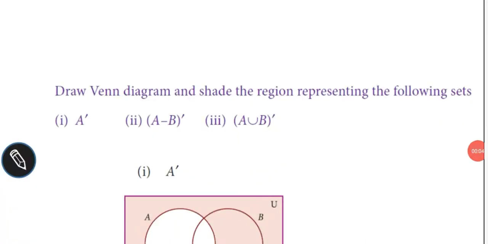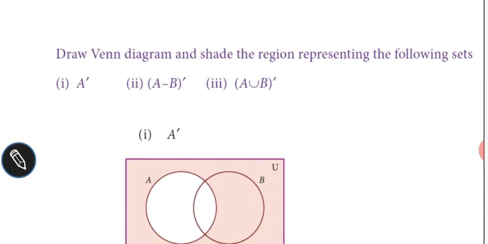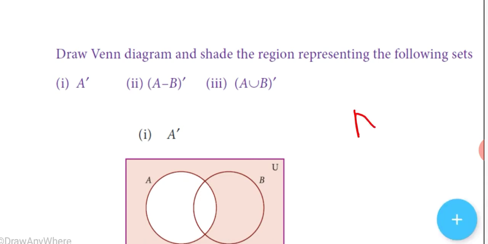Draw Venn diagram and shade the region representing the following sets. Okay, so we are going to see how to draw Venn diagram and shade the region for the given sets. First subdivision, we have to find the complement of A. It is given as A dash.